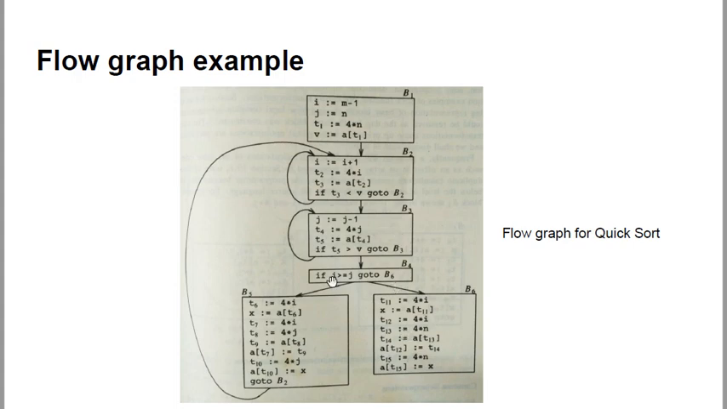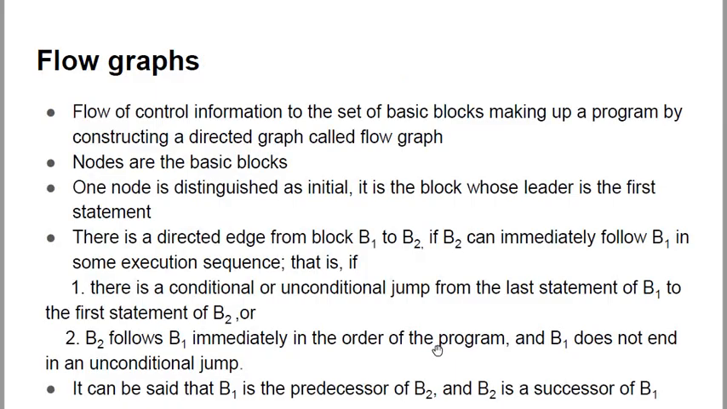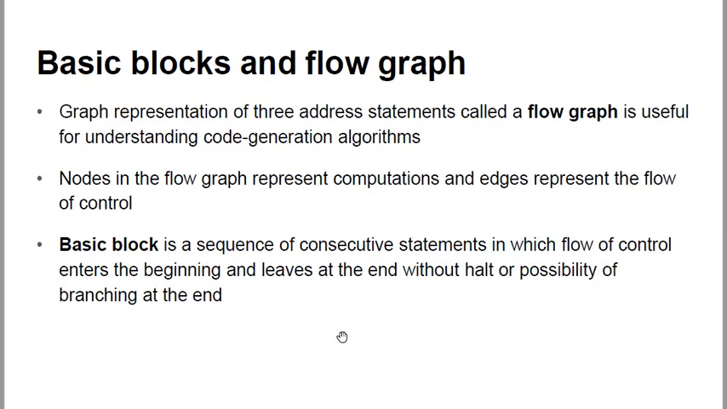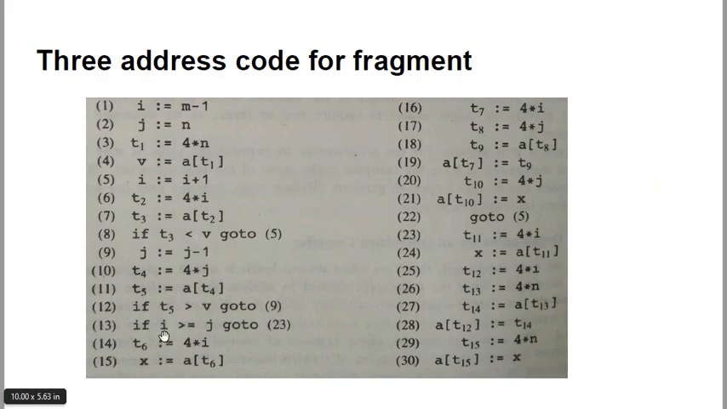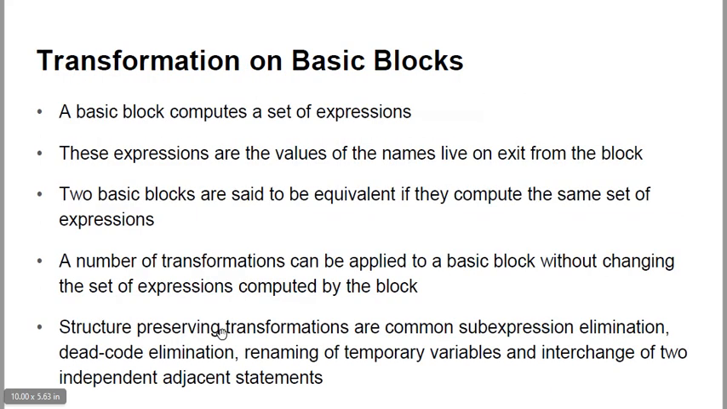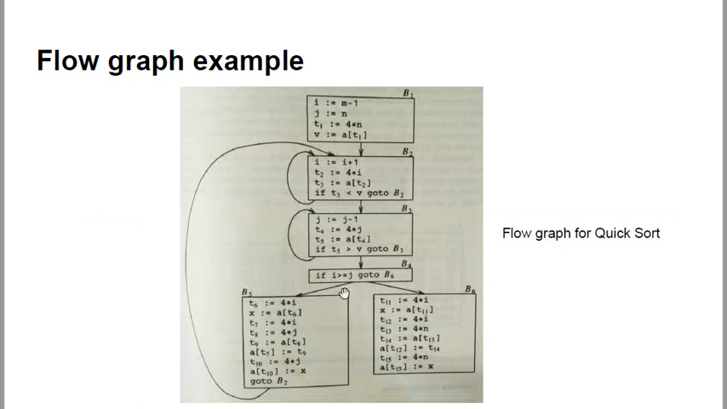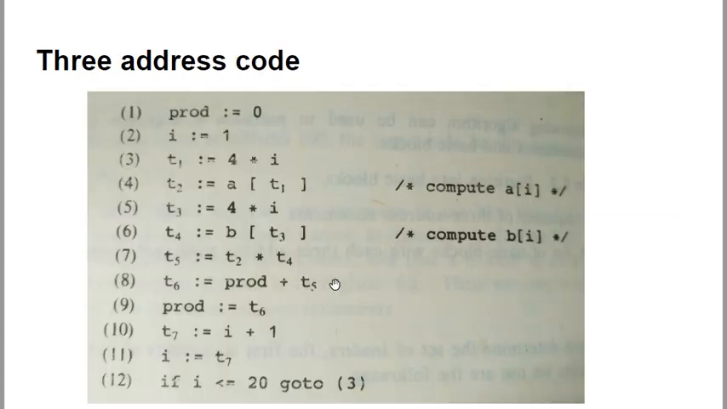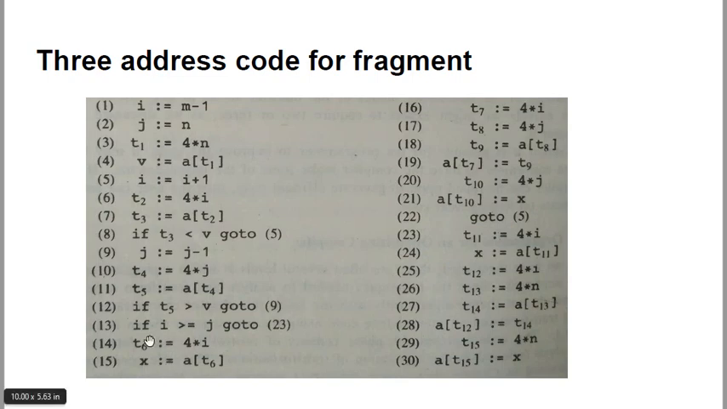Why does B4 consist of only one line? What is B4 consisting of? If i is greater than or equal to j, then go to 23. So this is our line number 13, and this follows our conditional jump. So this is a leader, and again line number 14 is the follower of our conditional jump, so this will also be another leader. So this statement will be one basic block.